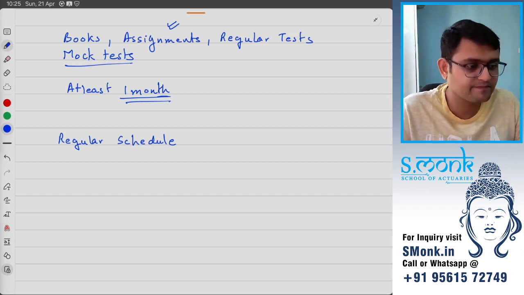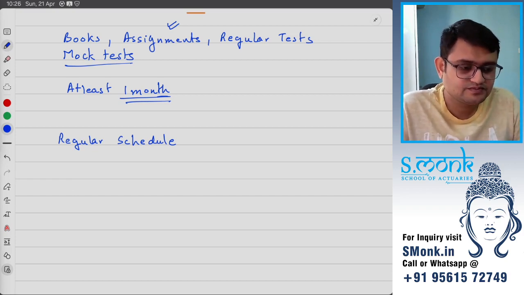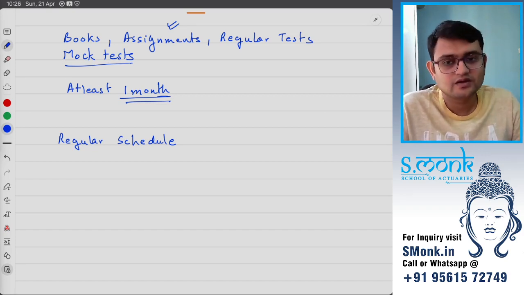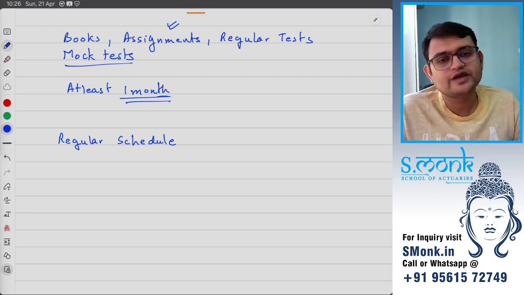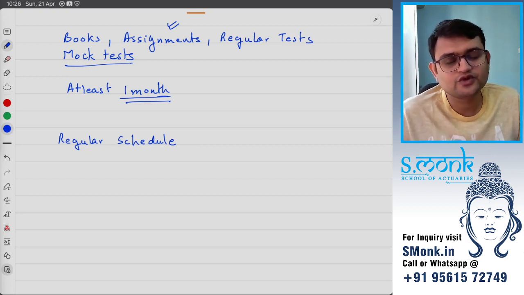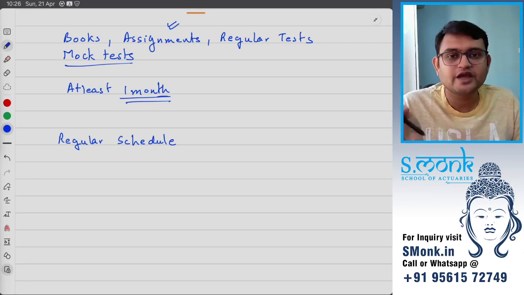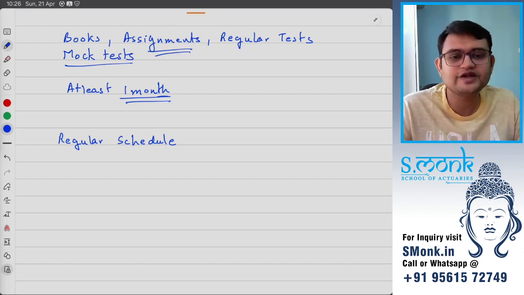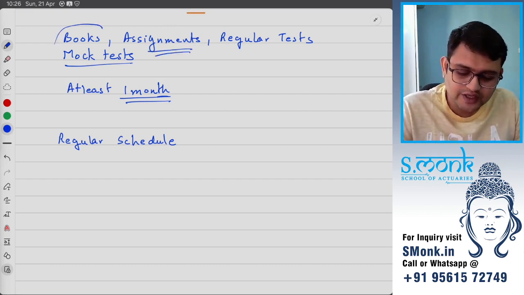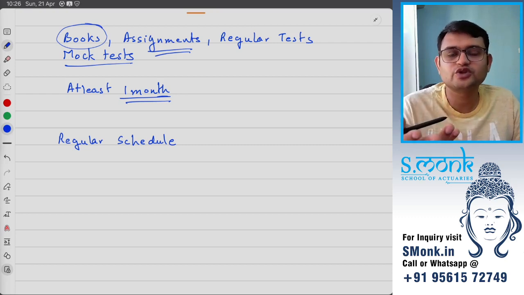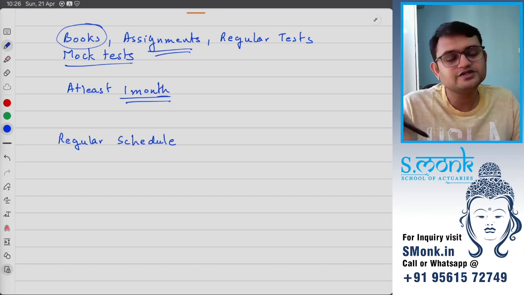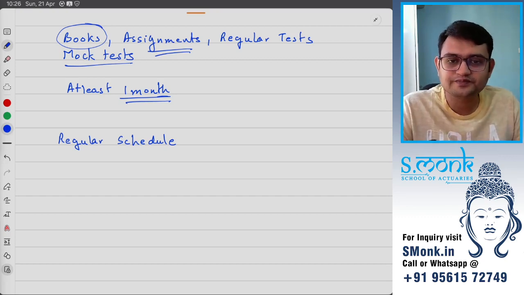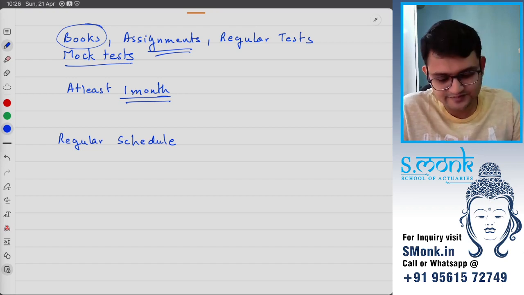One question from Anup here: for the material, will it be soft copies or hard copies? If you are in Mumbai, we can print out the material for you. We'll provide you soft copies of everything and you can print it out yourself. For assignments I would definitely recommend you print it out. For the book, not so much. You can refer to the book on your mobile phone or on your computer. For assignments it's always recommended you print it out.